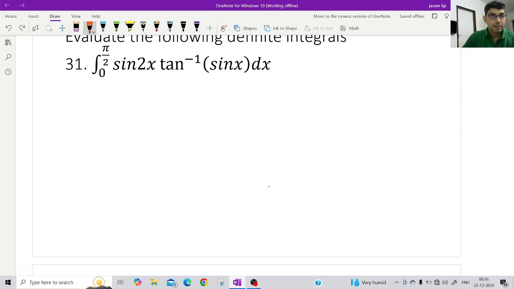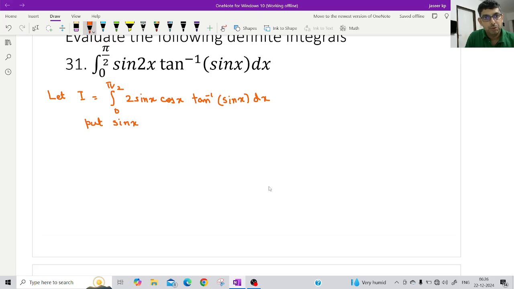So first one, integral 0 to pi by 2 sine 2x tan inverse sine x. Let us take this as I. So let I equal to integral 0 to pi by 2 sine 2x. We'll write it as 2 sine x cos x, then tan inverse of sine x. Now this can be integrated by using the substitution sin x equal to t. Put sin x equal to t. So that implies cos x dx equal to dt.